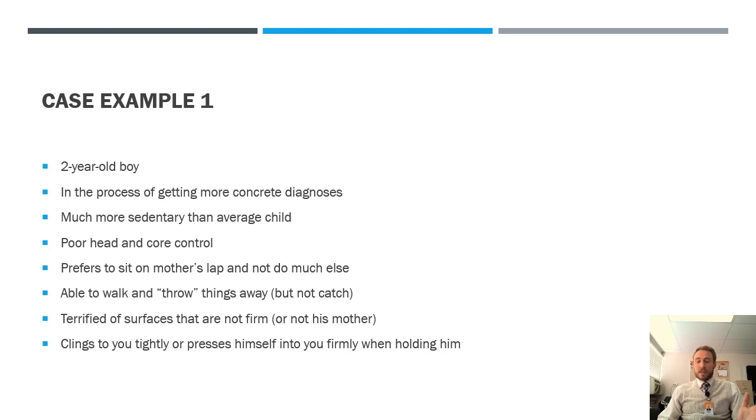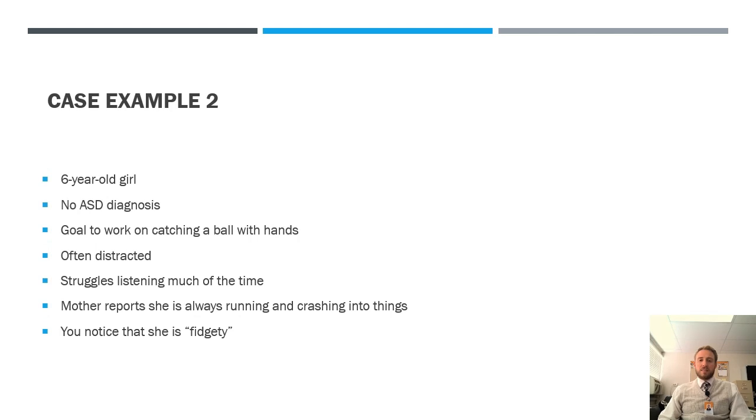Just so you know, this is based on a real patient that I have worked with. So case example 2, a little bit of a contrast. This is a 6-year-old girl. You know that she does not have a diagnosis of autism. She's working on catching a ball with hands.